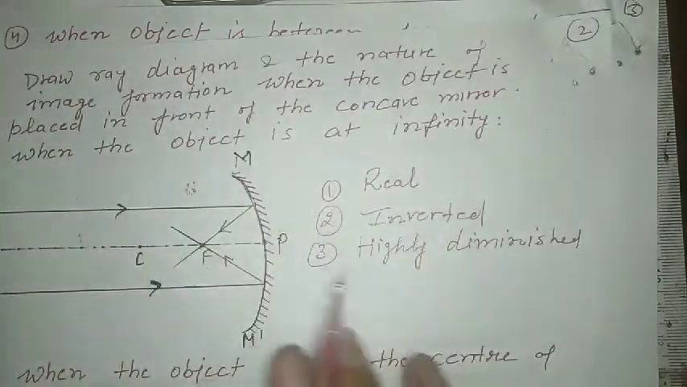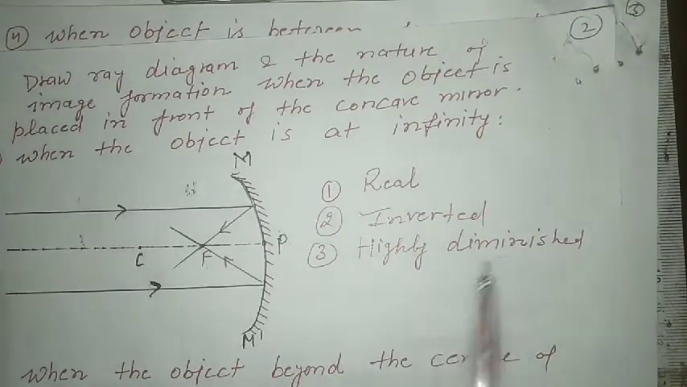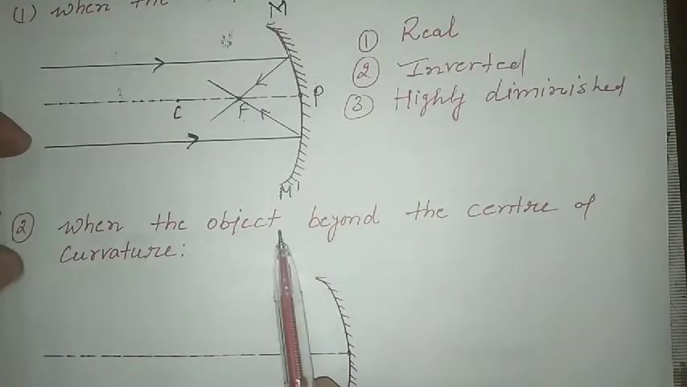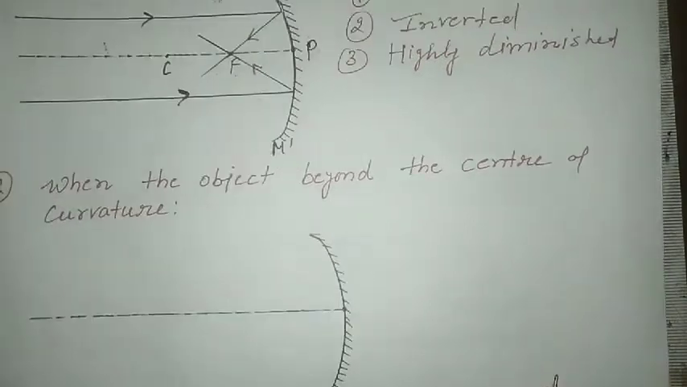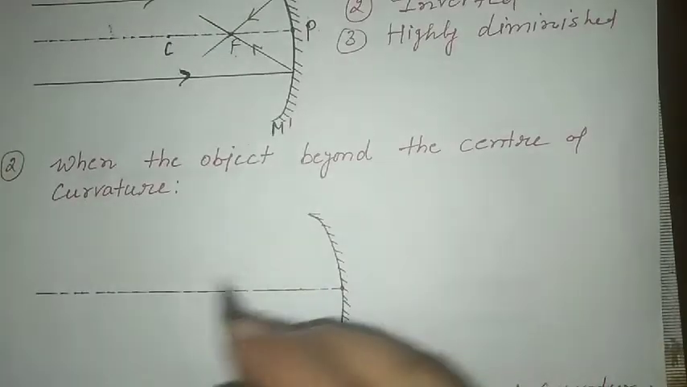So this is the first case, when the object is at infinity, the image formed is real, inverted and highly diminished. Now the second case is there. When the object is beyond the center of curvature, it is not at infinity, just forward to infinity, but beyond the center of curvature. Beyond the center of curvature.